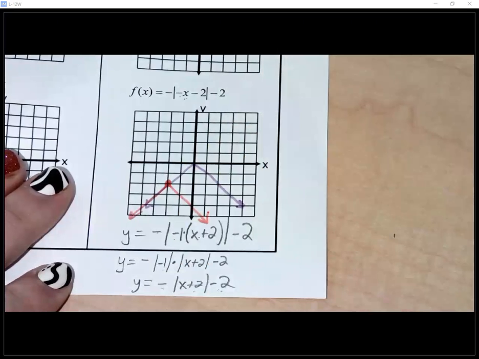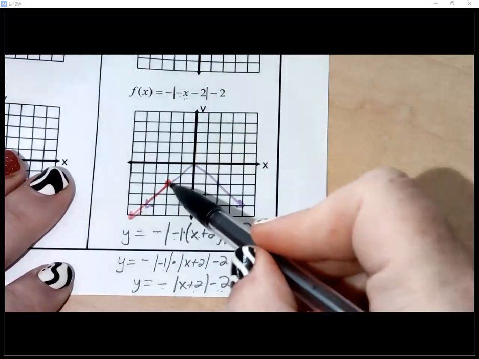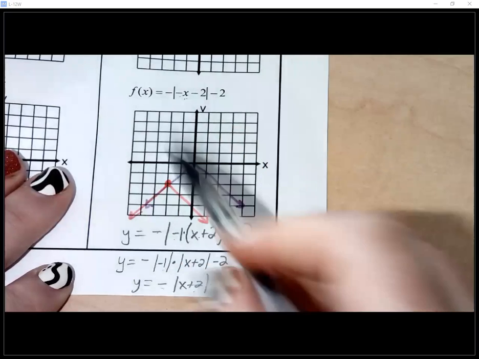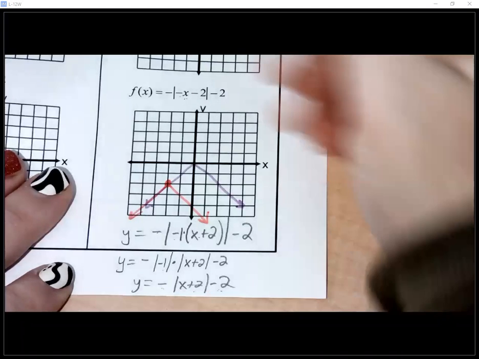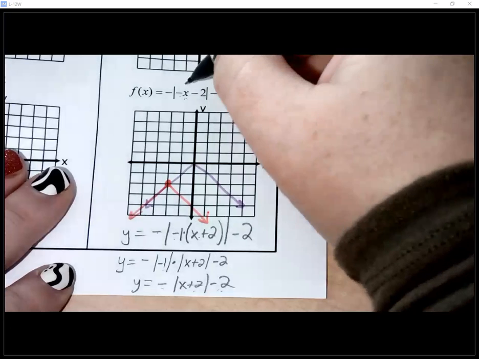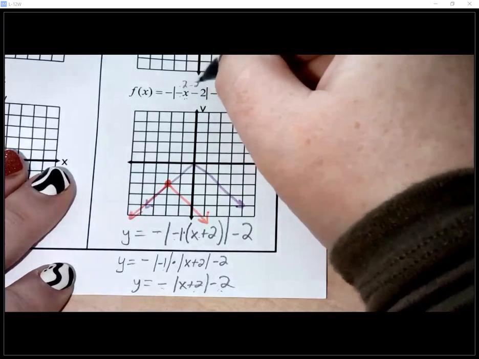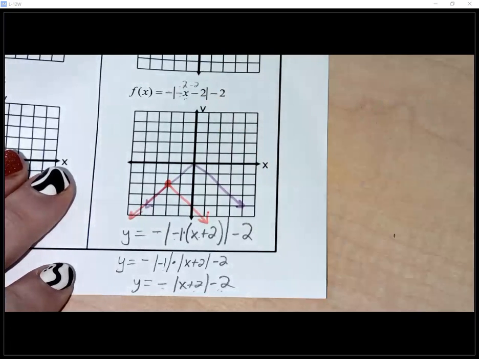Let's check a point, shall we? Here's a good point. If I plug in -2, I expect to get out -2. Always plug back into your original, just in case you made a mistake down here. So if I plug in -2, that becomes +2 minus 2, so that's 0. Opposite of 0 is 0, minus 2. Yep, I plugged in -2 and I got out -2. So yes, I know that's a correct point.